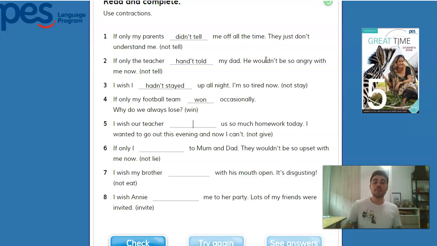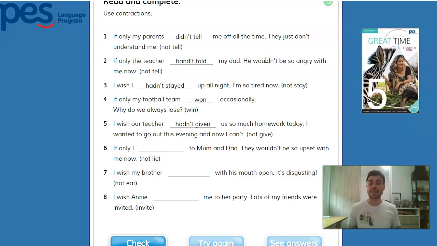Number five, then we have, I wish our teacher us so much homework today. I wanted to go out this evening, and now I can't. So, we are talking about our class, which was in the past, and now I regret what my teacher did. So, we need to use I wish and past perfect. So, I wish our teacher hadn't given us so much homework today, right?